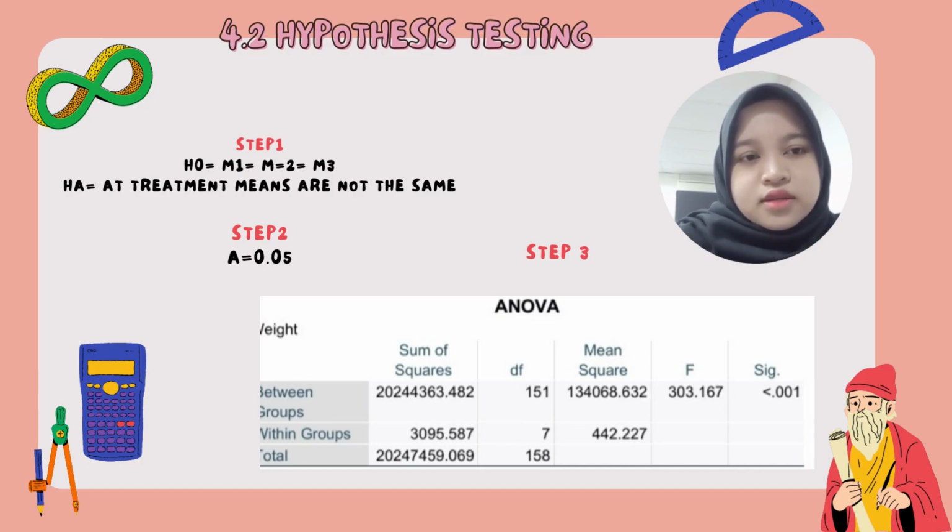We can look at the weight, sum of squares, DF, mean square, F and significance. Number 1 is between groups, number 2 is within groups, and number 3 is total. The between groups sum of squares is 20244363.482 and within groups is 3095.587.